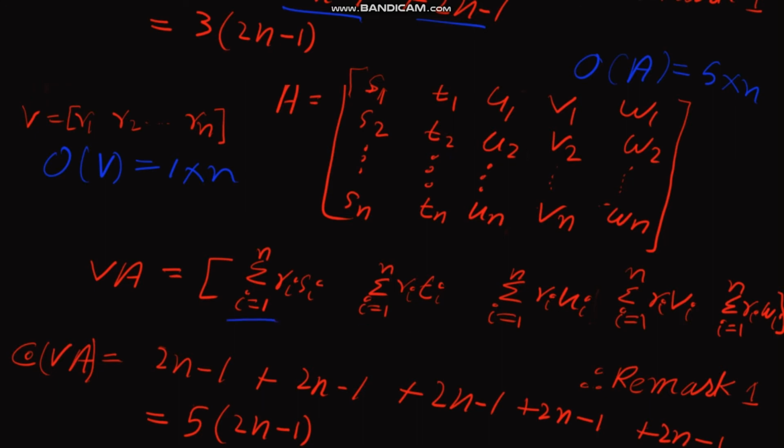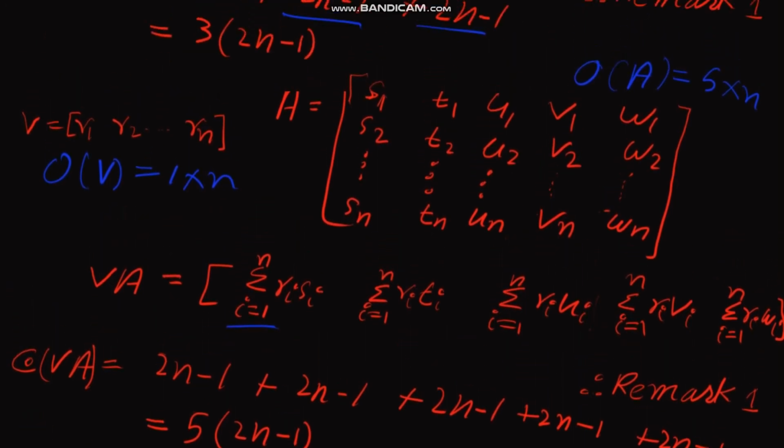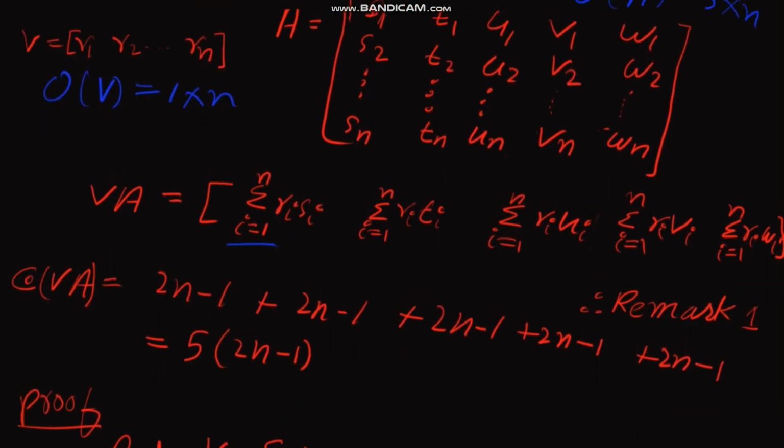Now remember from remark 1, when we multiply the row vector by column vector, our cost is 2n minus 1. So how many times does this happen in this case? It happens 5 times. So we have to add 5 times the cost of these things. I have added here 5 times this cost. You can see that this 2n minus 1 is repeated 5 times.